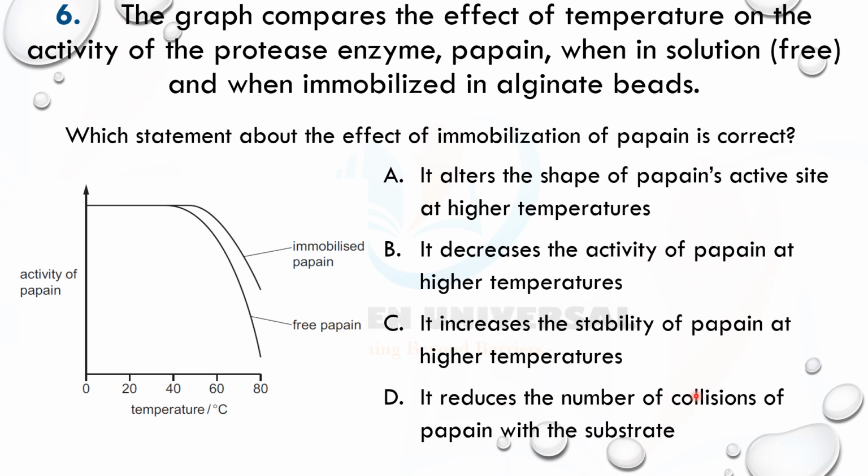This reduces the number of collisions. No, it has nothing to do with the number of collisions with the substrate. In fact, it even increases it. That's why it has high activity. So C is the advantage.